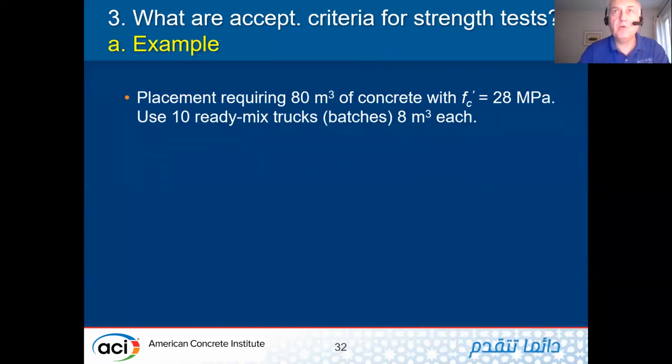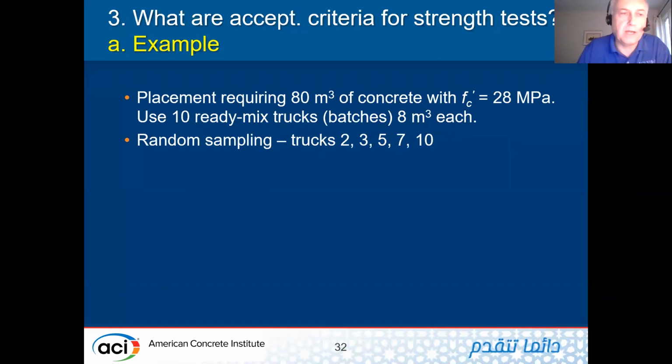Let's look at an example. We have a placement requirement, 80 cubic meters of concrete with the specified strength of 28 MPa. And for argument's sake, let's say that each truck can bring 8 cubic meters of concrete. So we will need 10 ready-mix trucks. And we treat each truck as a batch of concrete. So the random sampling that we conduct, random table, random number generated from a calculator, whatever that is, the random sampling that comes up, let's say it's trucks or batches number 2, 3, 5, 7, and 10.